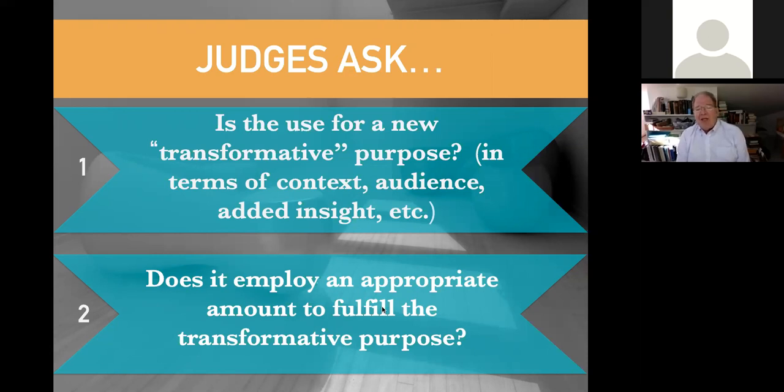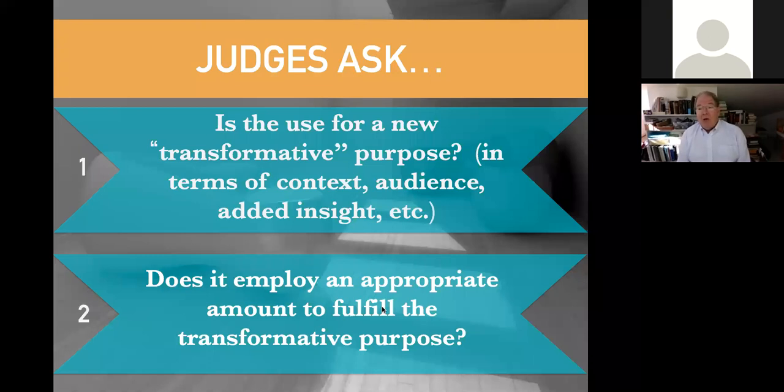The second thing that judges almost always ask about in fair use cases these days is whether, if the use is a transformative one, it's an appropriate one in terms of quantity or quality, in other words, of amount. And that determination of appropriateness or proportionality, as one might put it, can't be made in a vacuum. It is, of course, made in relation to the ascertained transformative purpose.